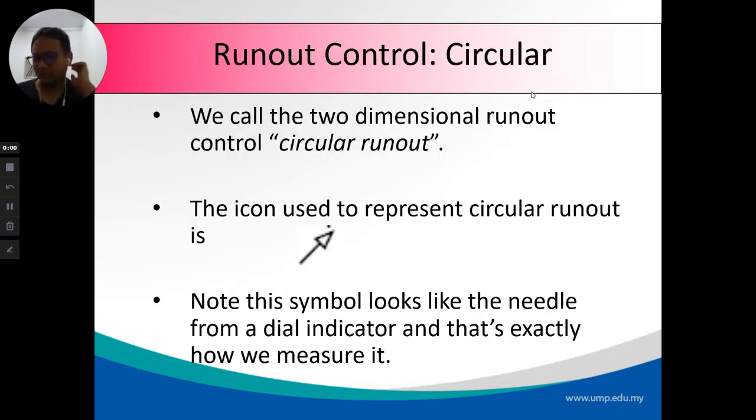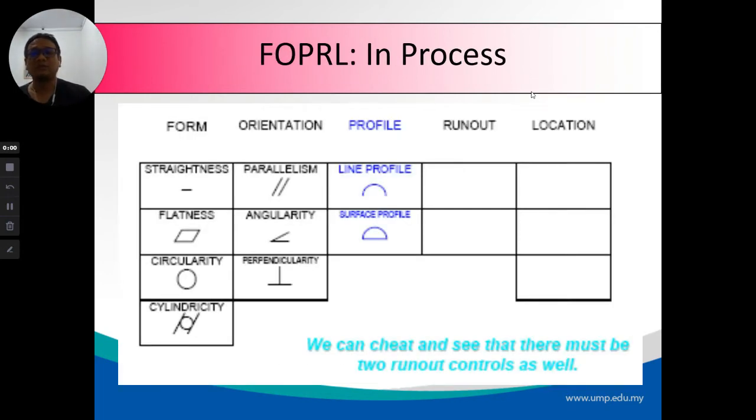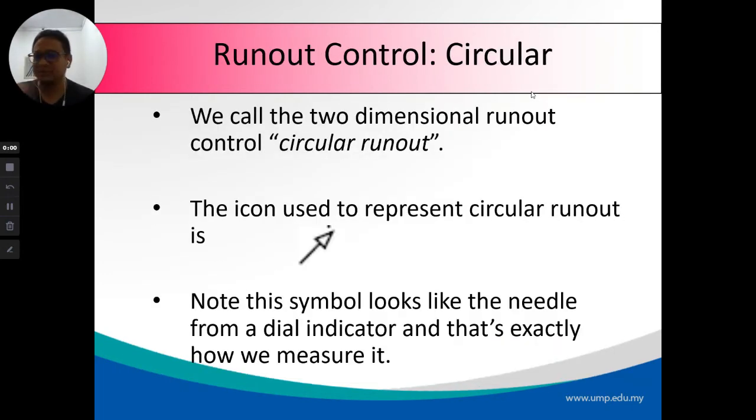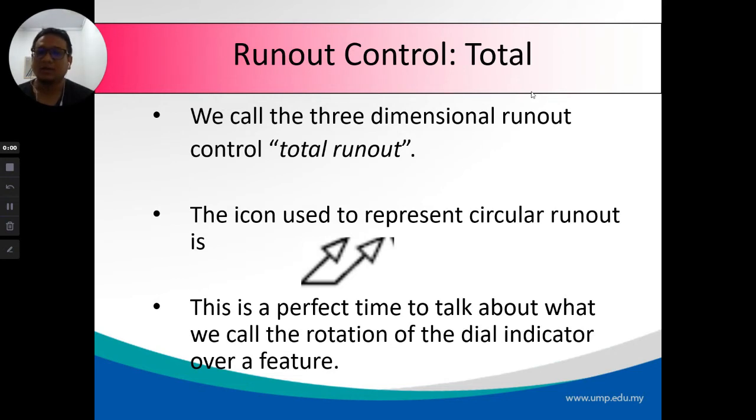Next, the first runout is called the circular runout. The icon used to represent a circular runout is one arrow. Note that this symbol is like a needle from a dial indicator, and that's exactly how we measure it. And the second one is called total runout, which is a three-dimensional control.